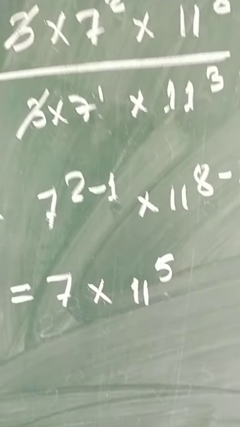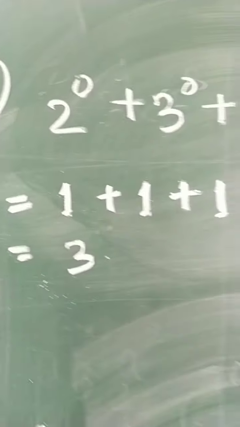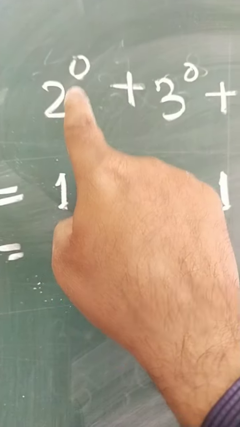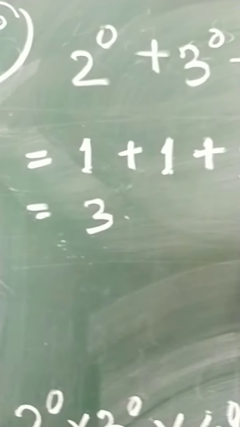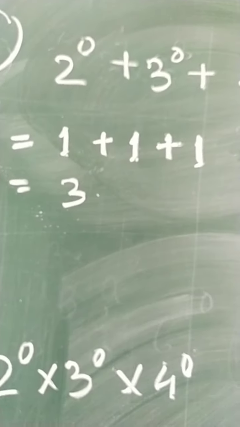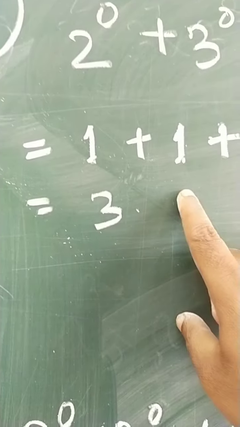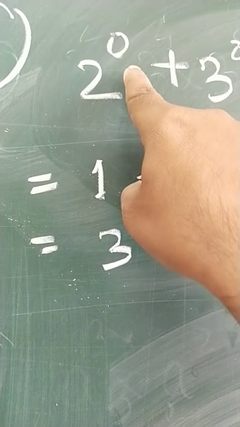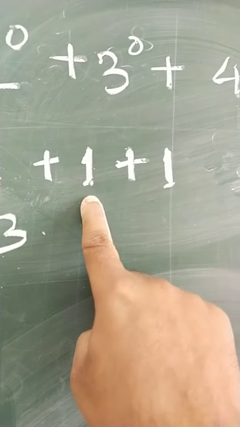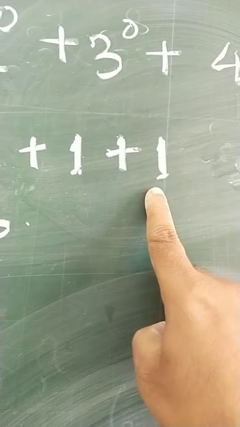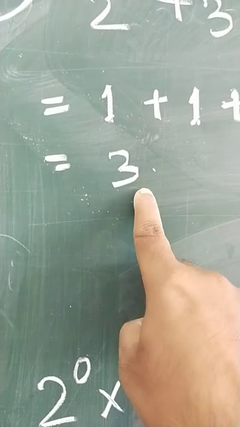Okay, students, so this is the solution of sum number 4. Let's move on to sum number 6. In sum number 6, we have 2 to the power 0 plus 3 to the power 0 plus 4 to the power 0. We know that anything to the power 0 is 1. I have already explained this in the laws of exponents. So 2 to the power 0 is 1, plus 3 to the power 0 is also 1, and 4 to the power 0 is again 1. If you add all these three numbers, you will get the answer 3.